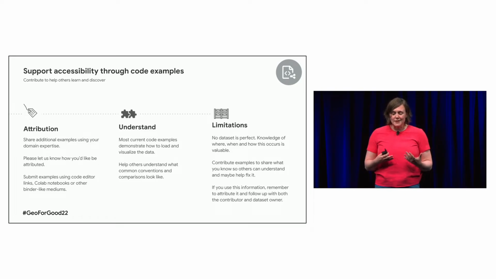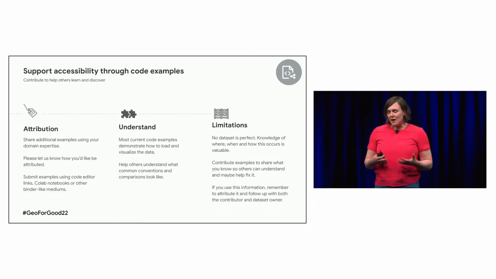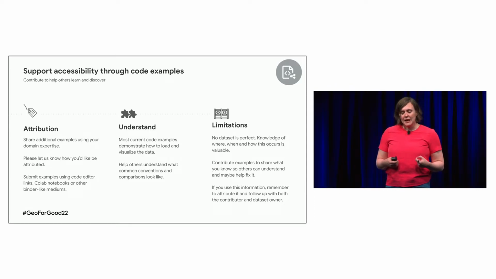Of course, like I mentioned, there are limitations with data. No dataset is perfect, and knowledge of when and where and how this occurs is really valuable. So we really encourage you to contribute examples, to share what you know with others so they can understand it and maybe help to fix it. This is super valuable at 2 points on a project: at the start of projects when people are designing them, and then, because data moves so quickly, before you go to submit or publish it, go check again, because maybe something's happened, and this is really important to include.